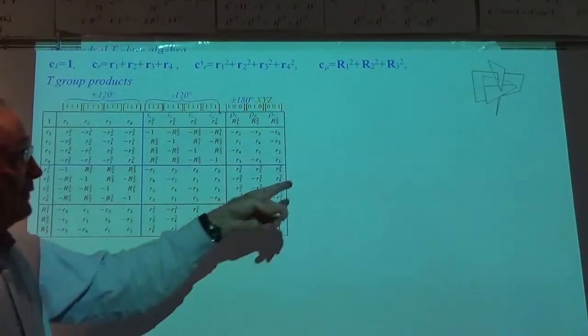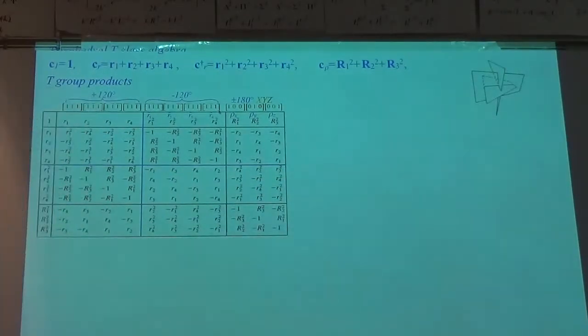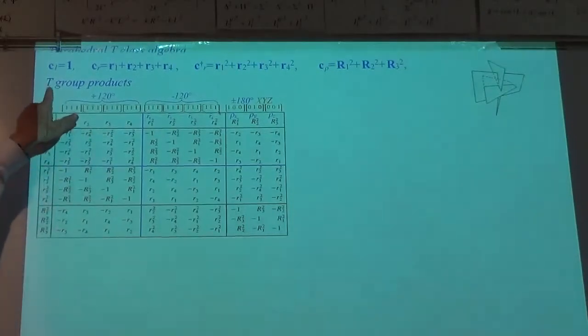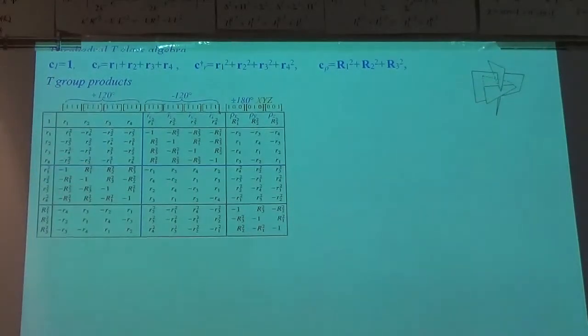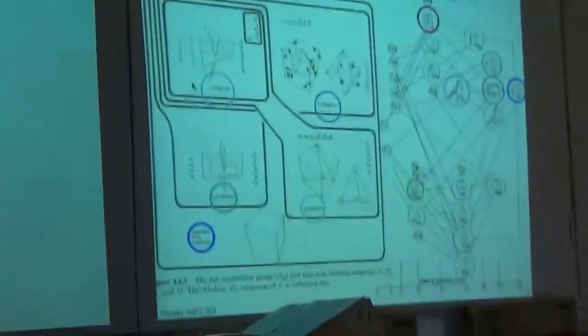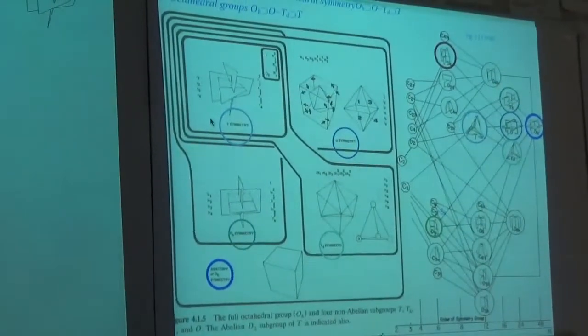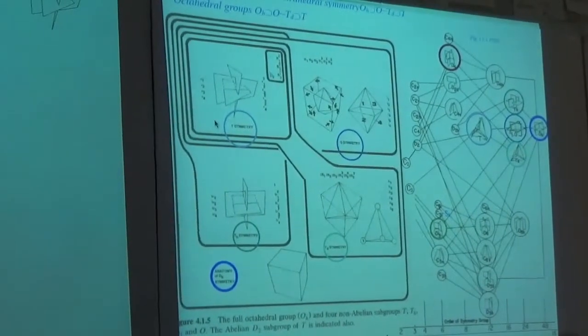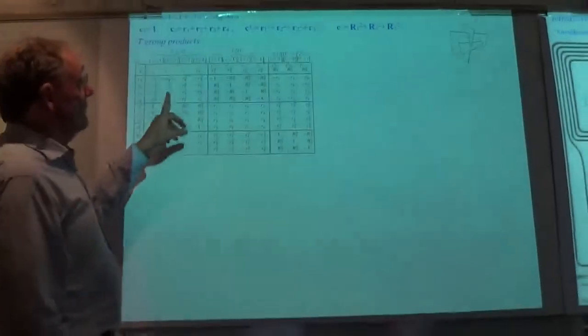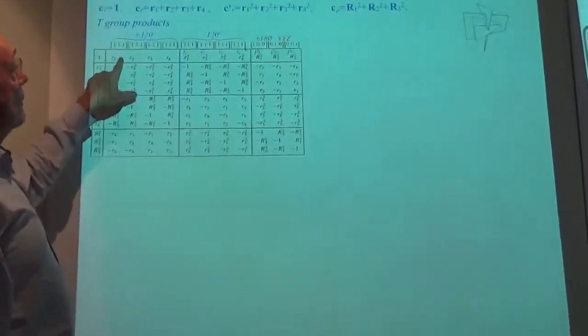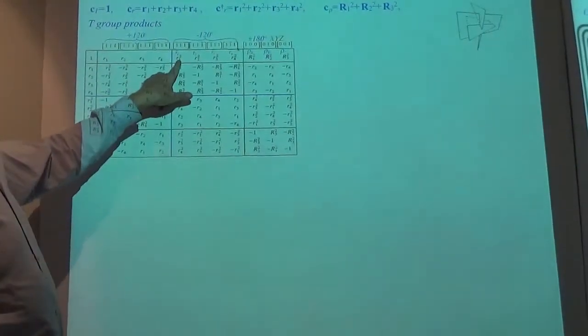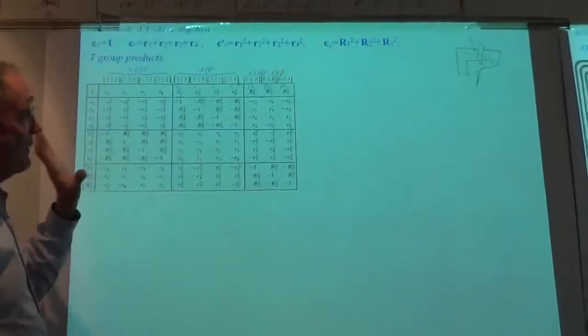But you can do it pretty easily with the stuff over here. That's a little bit surprising, and most people don't know much about this group. As I say, it looks weird when you draw a picture of its things, but you can see it's got four classes, not three. So it's sort of analogous to D3, but in D3, R1 and R1 squared were in the same class. Here they're not.